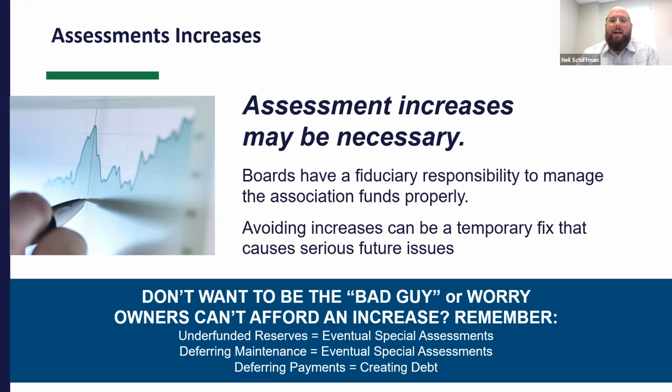The shortfall caused by not increasing assessments might be covered temporarily by risky strategies, such as not transferring all or a portion of the budgeted amount from the operating to the reserve account, deferring maintenance or deferring payments and creating debt. The association can limp through this financial quagmire for a period, but reality eventually intervenes and corrective measures such as special assessments have to be taken.